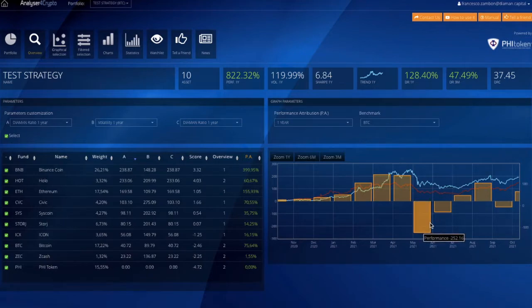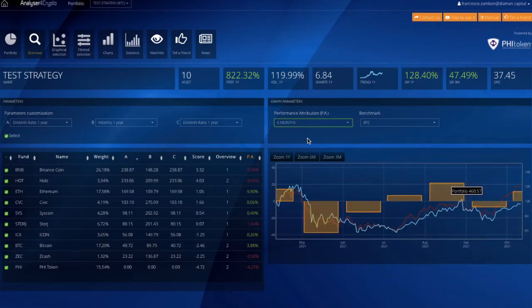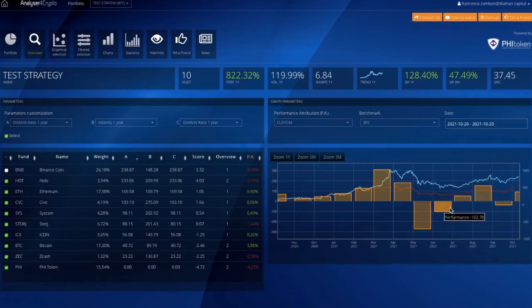On the graph on the right part of the screen, you can see in blue the portfolio trend with respect to its benchmark. In this example, the benchmark is Bitcoin, but you can change it by clicking here. The performance attribution can be changed from 1 year to 6 months, or you can also customize the period of analysis. I can verify how the wallet would go without Binance. For example, the wallet would not go very well without Binance against Bitcoin.